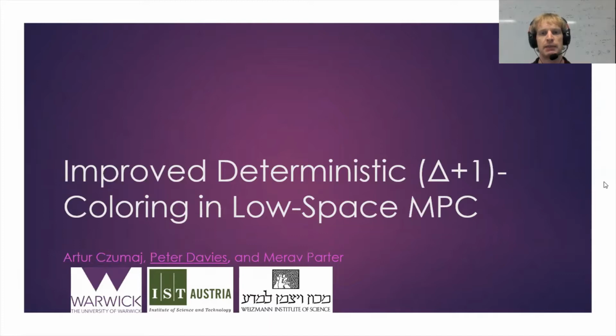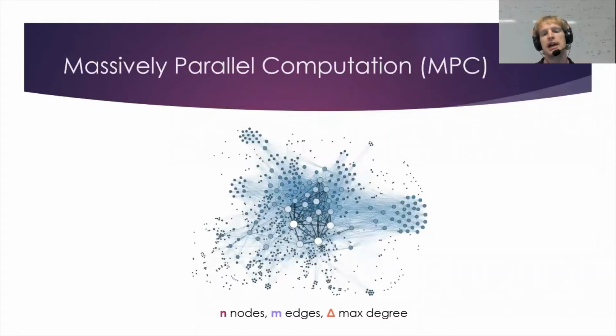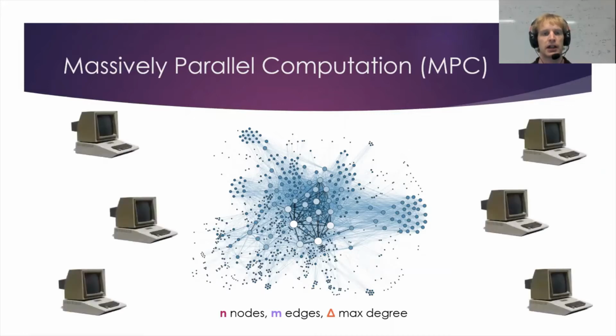So I'll start off with the MPC model. It's a parallel computation model where we're given some large input graph with n nodes, m edges, and maximum degree Δ. And we need to try and solve some problem on this graph by applying a collection of machines to do processing in parallel. Now, the restriction on these, the reason why we can't just use one machine, is that they have a space-bound S, which is lower than the input size, so we can't store the whole input on one machine.